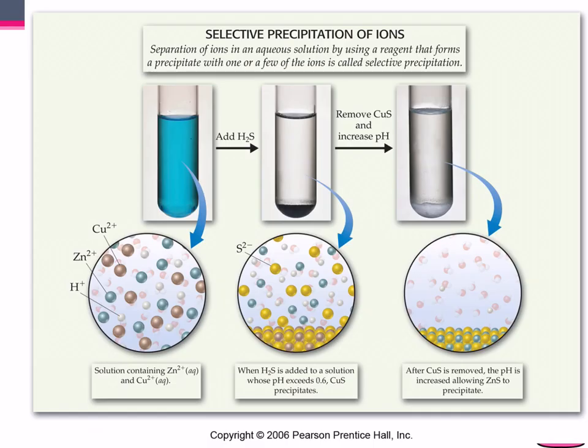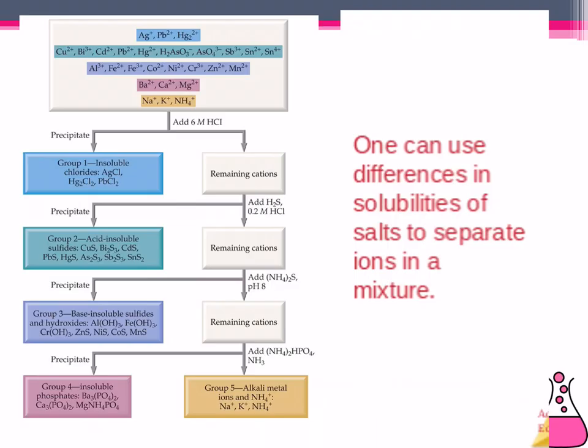Okay, so again, if I wanted to precipitate out the Cu, I had a solution containing copper, zinc, and hydrogen ions. I add this H2S to it, and I know that the sulfur will precipitate out with copper and make this CuS. I can selectively remove that. Okay? And then after that CuS is removed, I'll increase my pH, and that will allow my ZnS to react, and I can remove that ZnS.